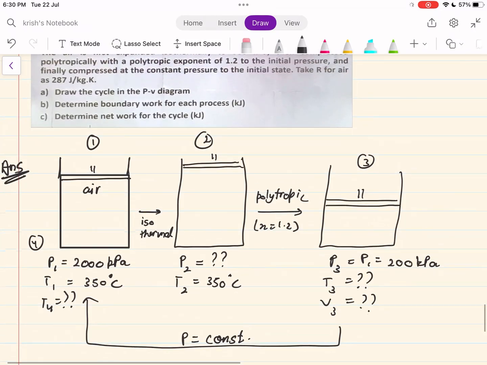Take R for air as 287 joule per kilogram Kelvin. This is also given in your thermotables. If you don't have it given in the question, remember you can always refer to the thermotables to find the values of R and other constants, right?